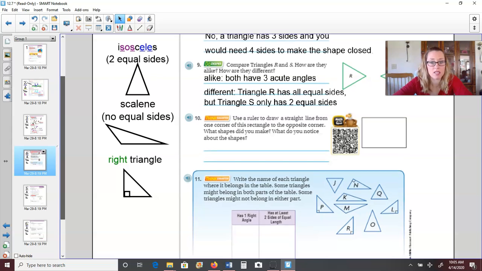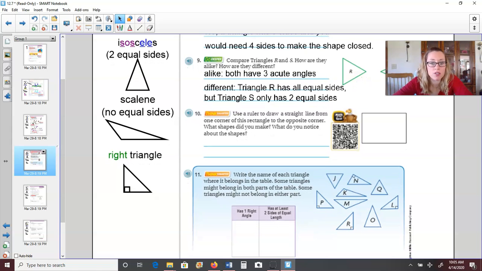All right, think smarter. Using a ruler to draw a straight line from one corner of this rectangle to the opposite corner. You don't necessarily need a ruler. You could use the edge of a piece of paper or just do your absolute very best to make a diagonal line from corner to corner. What shapes did you make, and what do you notice about the shapes?